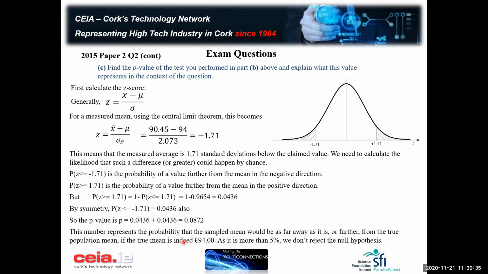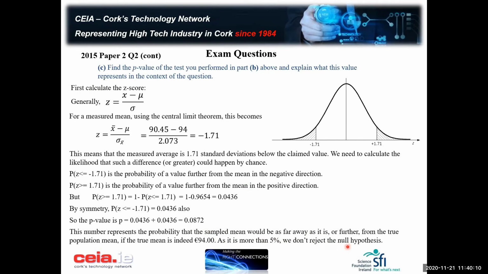And that's a reasonably high probability. It's more than 5%. So we say, yeah, that could have happened. So we don't reject the null hypothesis. So that's explaining what this value represents. The p-value is 0.0872, and what it represents is a probability that this could have happened, and that probability is more than 5%. So we don't reject the null hypothesis.